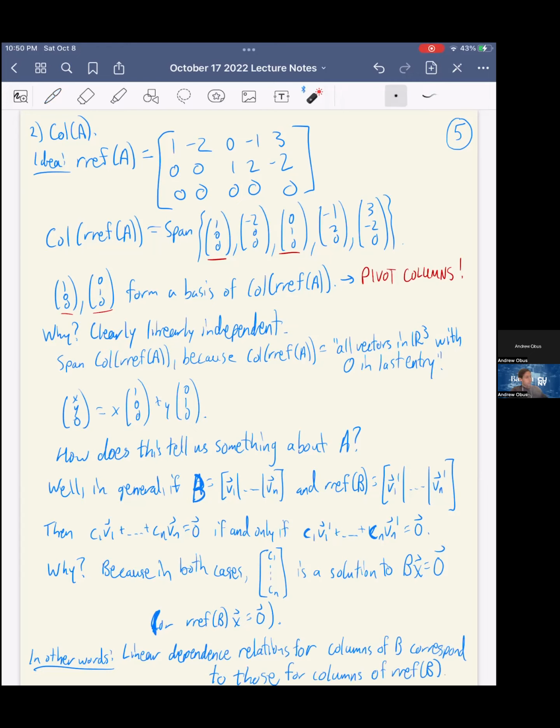Okay, so maybe I should draw a little line here, right? So we did something up here that told us how to find a basis for the column space of the row reduced echelon form of A. We just used the pivot columns. So we want to go to A, and now we're seeing that if you have some general matrix B, where A is the specific matrix and B is just a general matrix, then B and its row reduced echelon form are related in some way, okay?